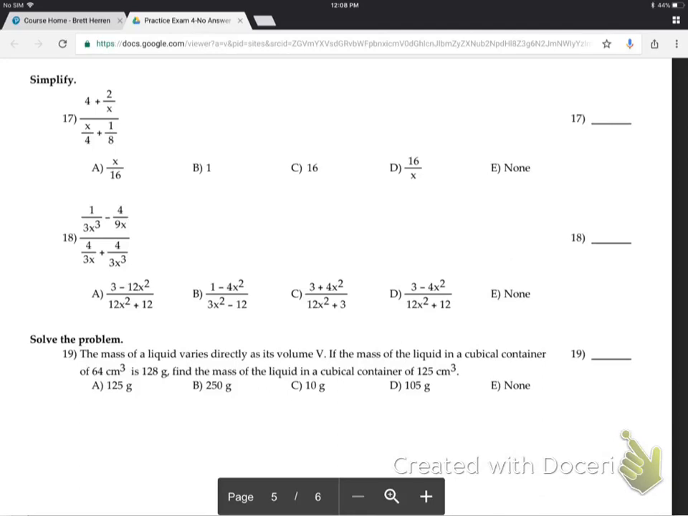All right, so 17. These are complex fractions. There'll be two of them, just like in this practice exam. There'll be two complex fractions. What do you do with complex fractions? Which means fractions over fractions. See what I mean? See how it's fractions over fractions? So what do you always do?